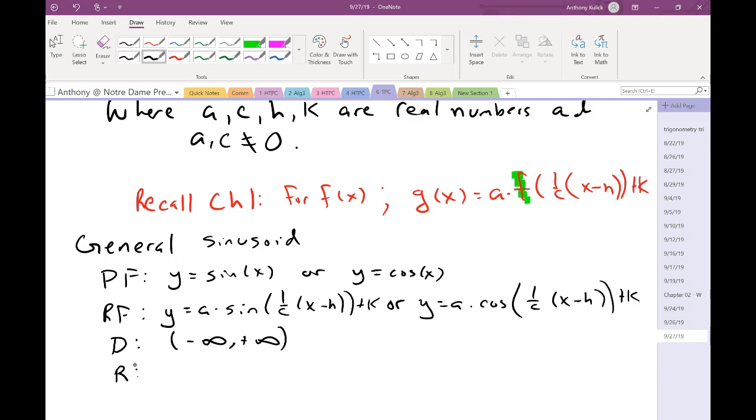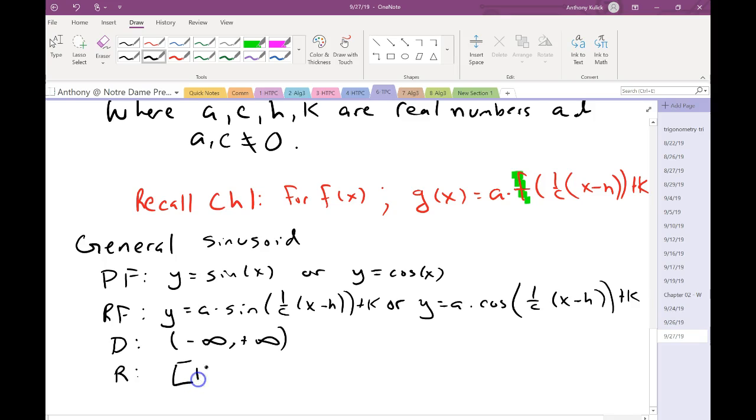Now the range would not be the same, because my range was stuck between -1 and +1. If I shift that up or down, that's going to change the range. If I stretch it or compress it, that would affect the range. Everybody agree with that? So the range changes, and it's going to be affected by the a and the k, because those are the ones that affect whether the graph moves up and down or is stretched up and down. And the up and down is the y's, which are what the range is describing.